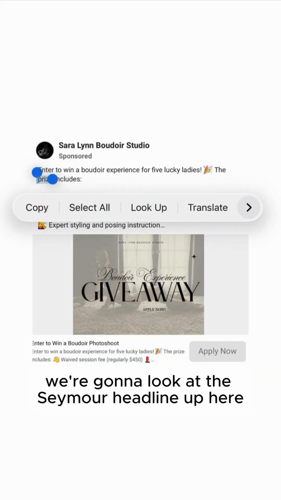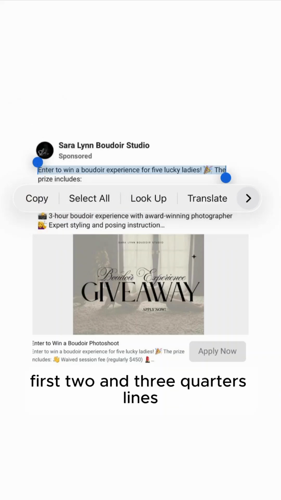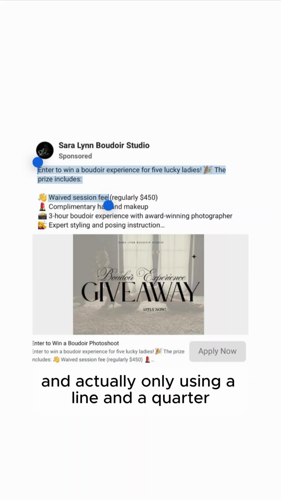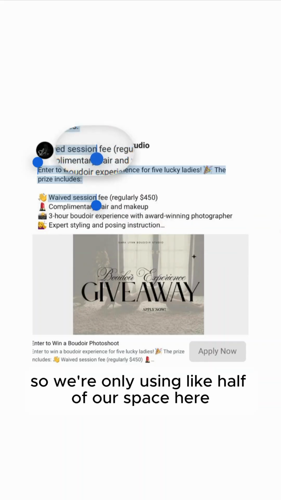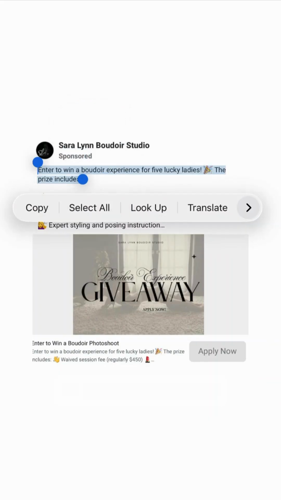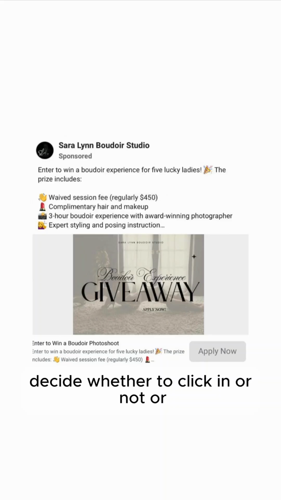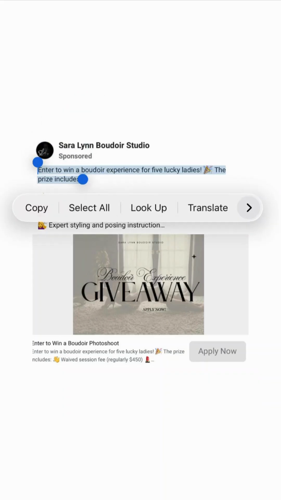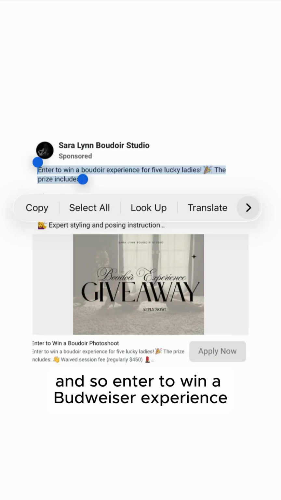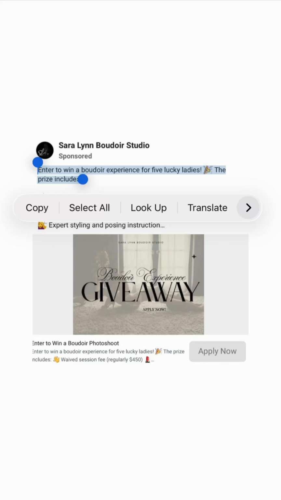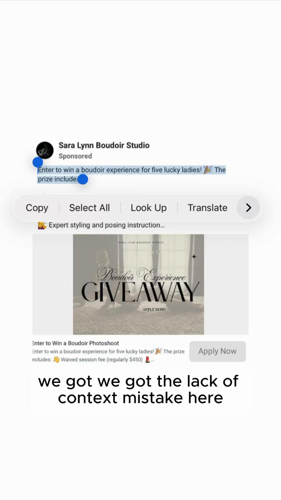Finally, we're gonna look at the See More headline up here. First 2 3/4 lines on the Facebook mobile news feed. And actually, we're only using a line and a quarter, so we're only using like half of our space here to get people to decide whether to click in or not, or click to read more. And so, enter to win a boudoir experience for 5 lucky ladies. The prize includes. All right, so yeah, we got the lack of context mistake here.